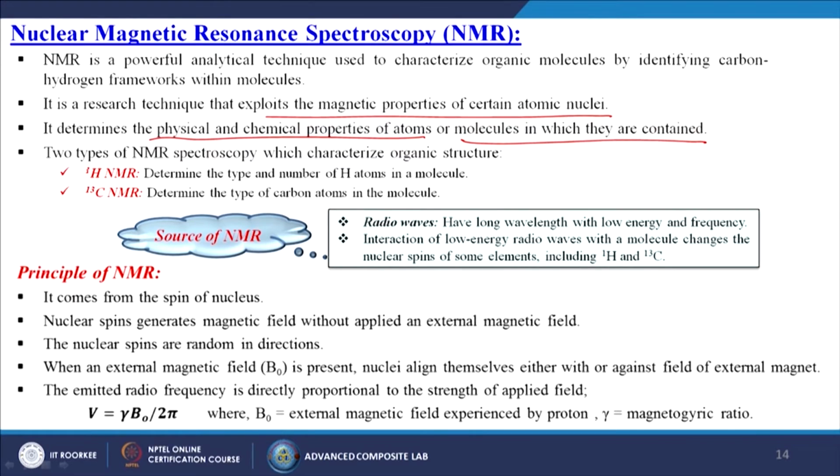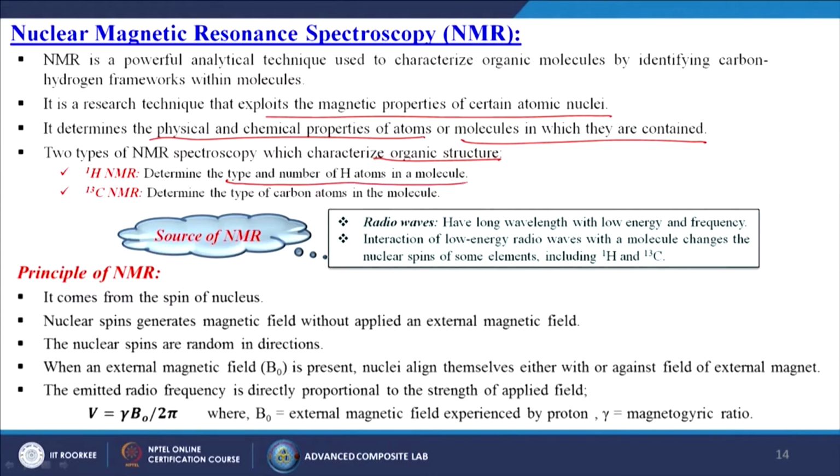There are 2 types of NMR spectroscopy we generally do, which characterize the organic structure. One is called the 1H NMR, which determines the type and number of hydrogen atoms in a molecule. Another one is called the 13C NMR, which determines the type of carbon atoms in the molecule. What is the source of NMR?